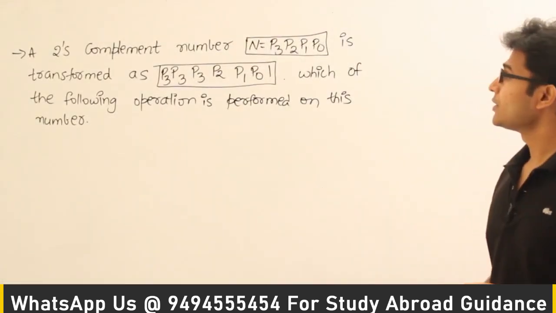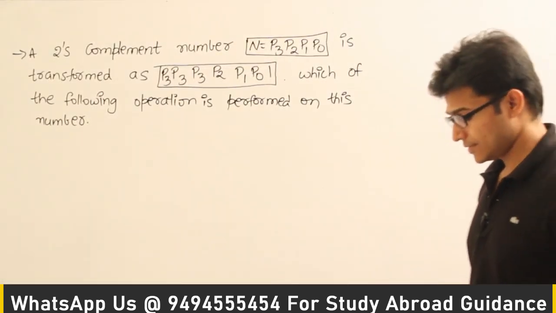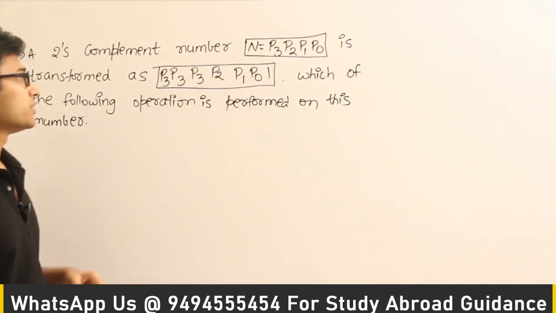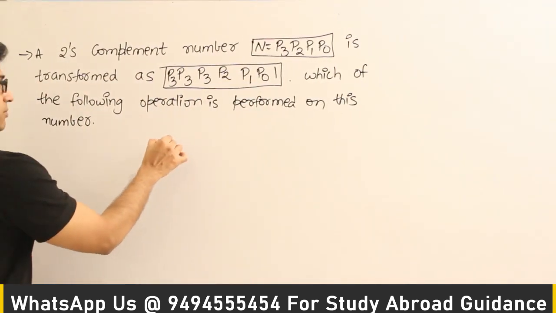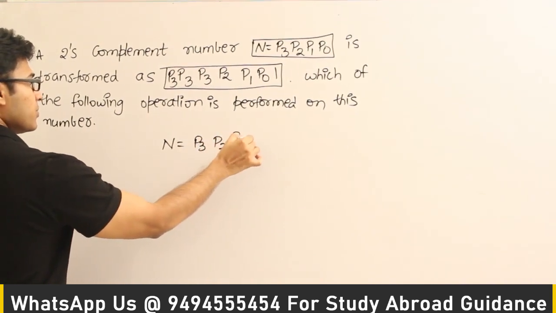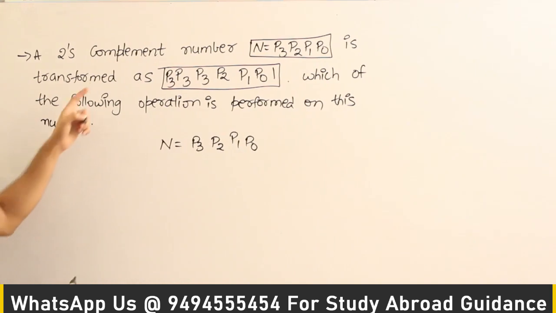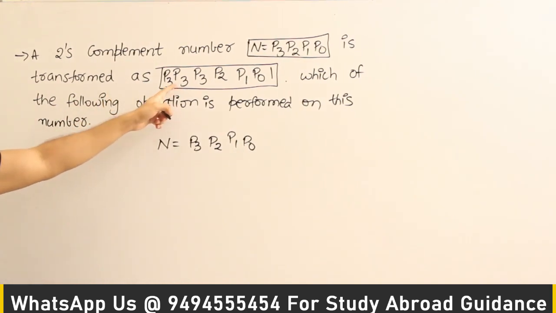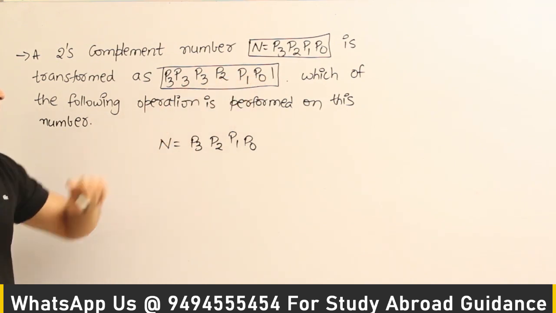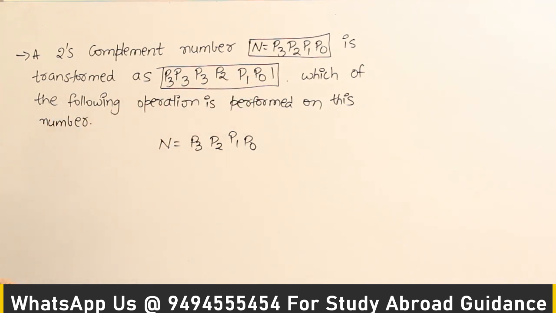In a 2's complement number, they say that a number n is given as p3, p2, p1, p0, and it is transformed like this: p3, p3, p3, p2, p1, p0, 1. Then which of the following operations is performed on the number? So they are just asking what is the operation performed.